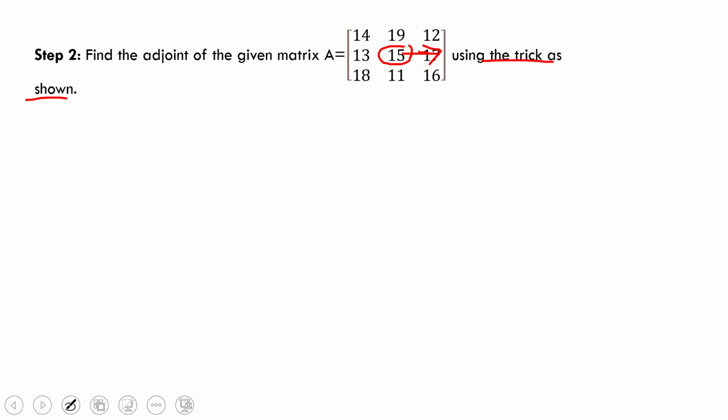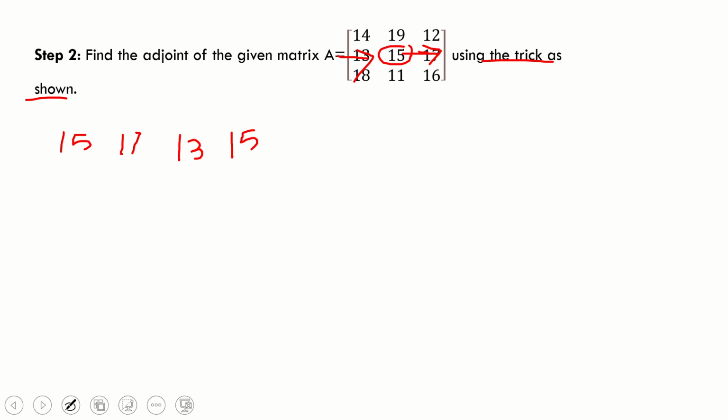in the right hand direction. After ending of 17, come back from the previous one and complete up to 15. Means you have to do like this: 15, 17, 13 and 15. Like this you have to come up.